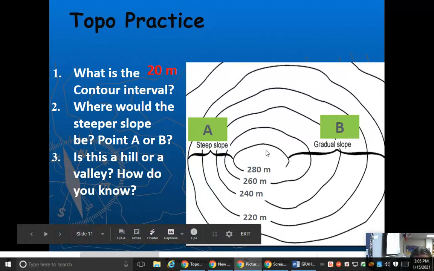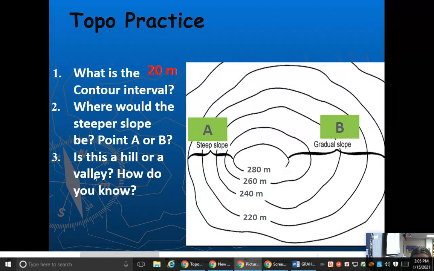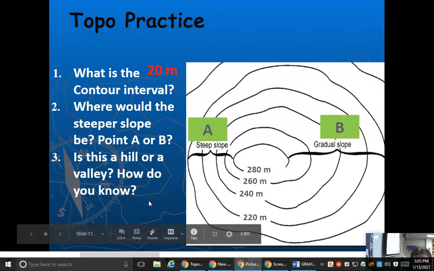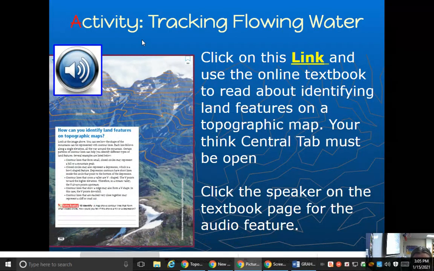Is this a hill or a valley? I understand this is a hill because I don't see any of these contour lines bending in a V shape. So I know that a V shape would be a valley or a stream. That's how I would know.